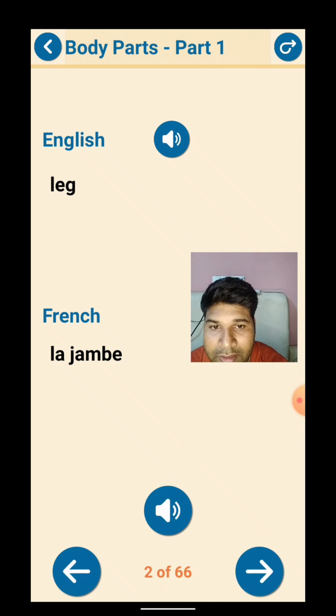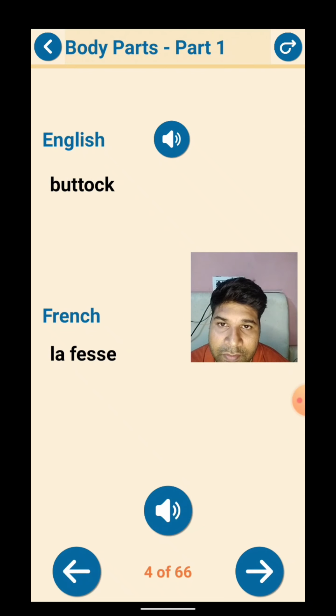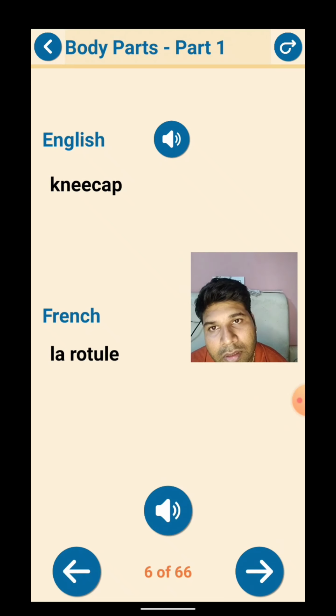Leg in English and la jambe in French. Thigh in English, la cuisse. Buttock in English and la fesse in French. Knee in English, le genou. Kneecap in English, la rotule in French.